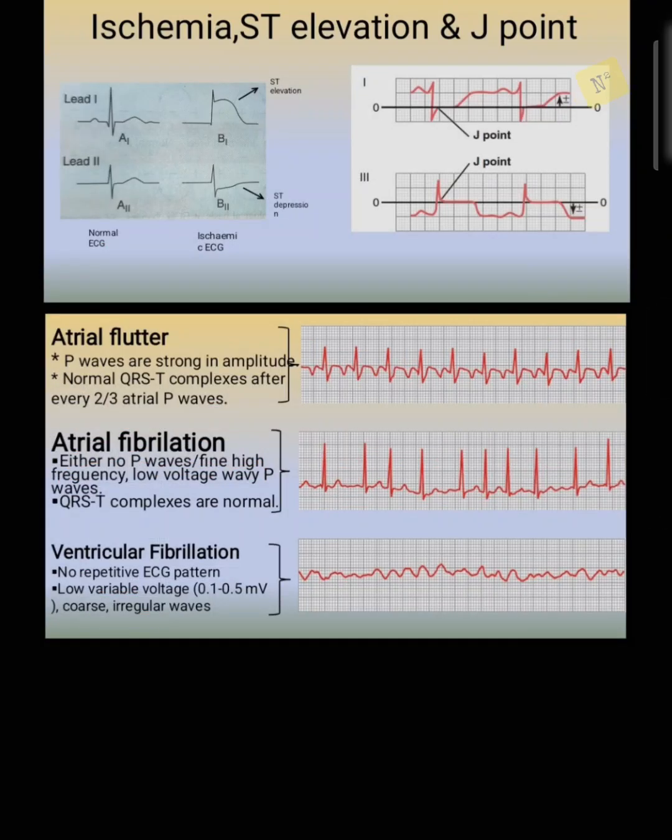The next is the ST elevation, which occurs in ischemia. I told you the junction between the negative S wave and the ST segment is the J point.